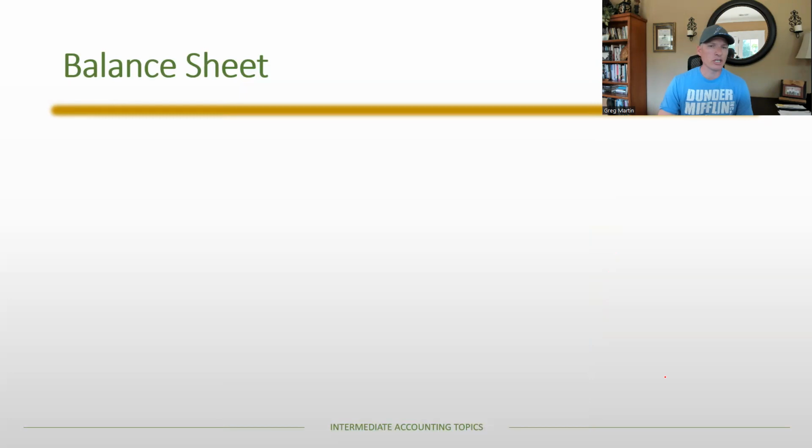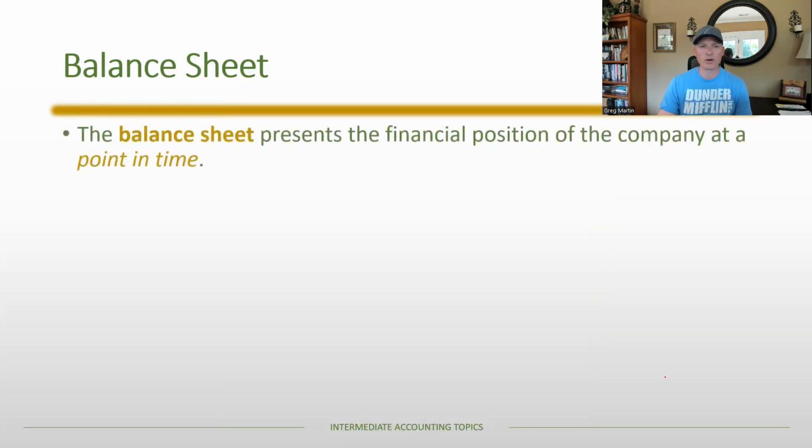All right, so now the balance sheet. The income statement is over a period of time. The balance sheet is measuring a financial position at a point in time. In other words, we're looking at what resources we have and what the claims against those resources are at a very particular time, whether liabilities or permanent equity accounts. We're measuring everything at a point in time.